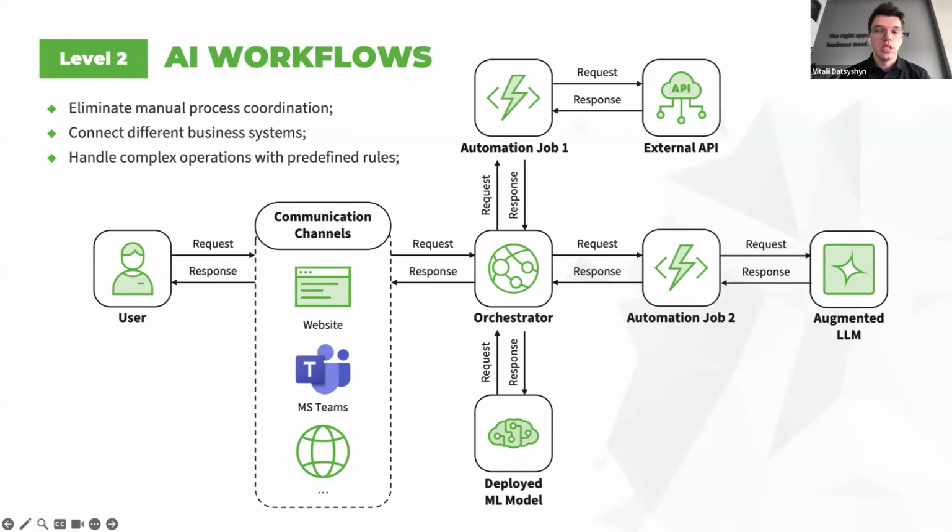AI can continuously evaluate results at any stage and dynamically adjust the execution chain if needed. For example, if initial results don't meet a quality threshold, the workflow can automatically trigger alternative processing paths or escalate to human review.